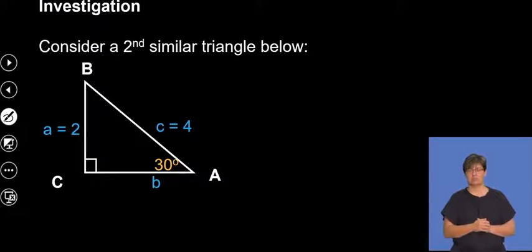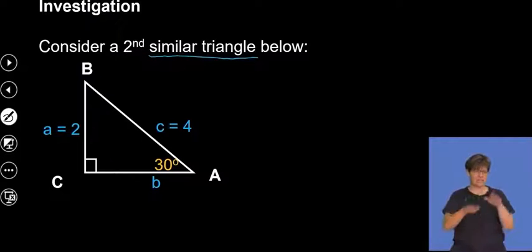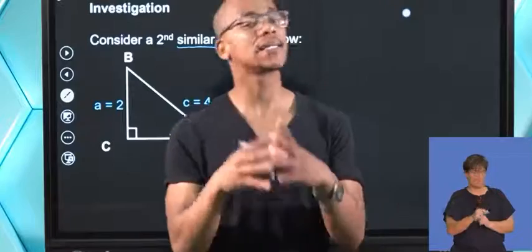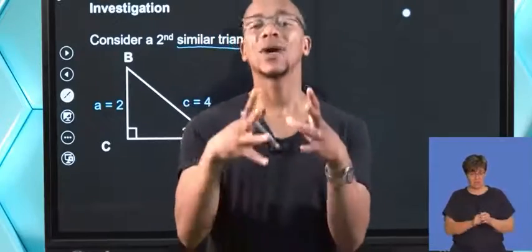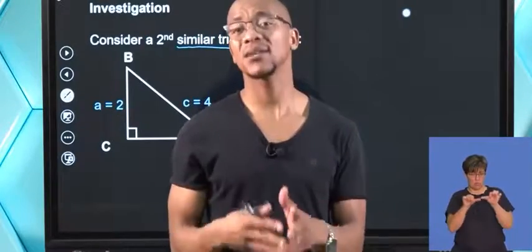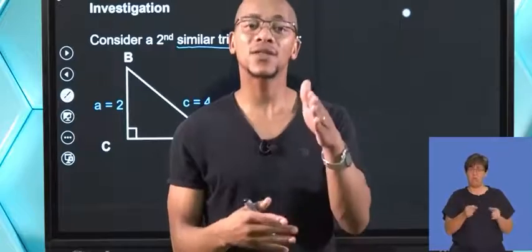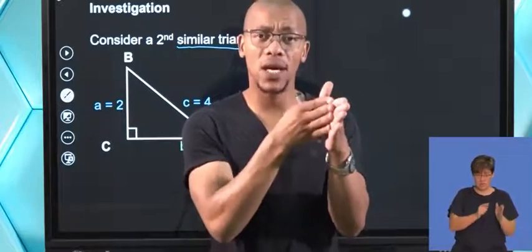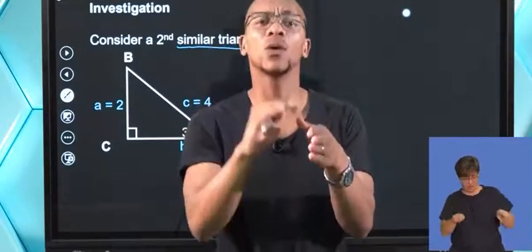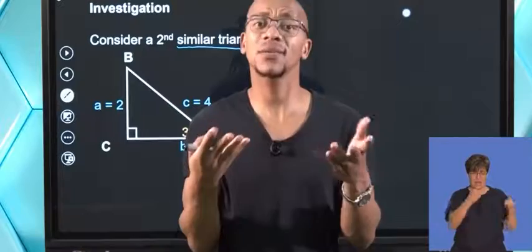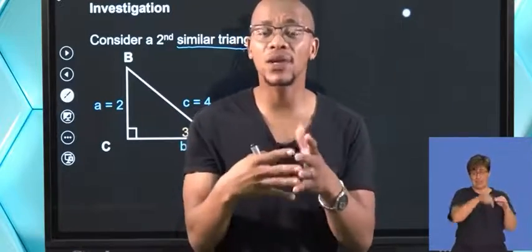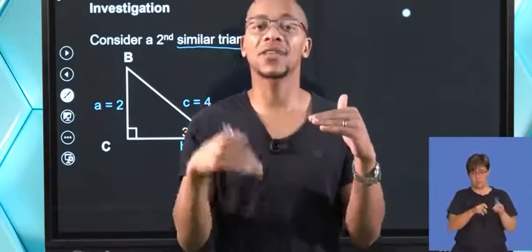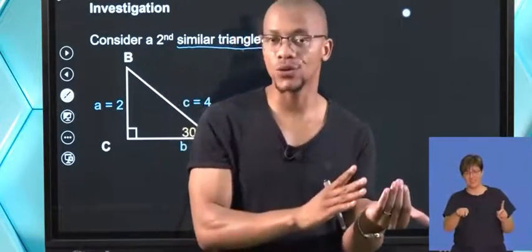Also, maybe we look at a second similar triangle. Now, let's just do a quick recap of what similar triangles are about. Remember, similar triangles are when sides are in proportion, meaning for us to get this side from this triangle to the other triangle, we will be multiplying by the same value or dividing by the same value to get one of the other sides from one more triangle. You see?